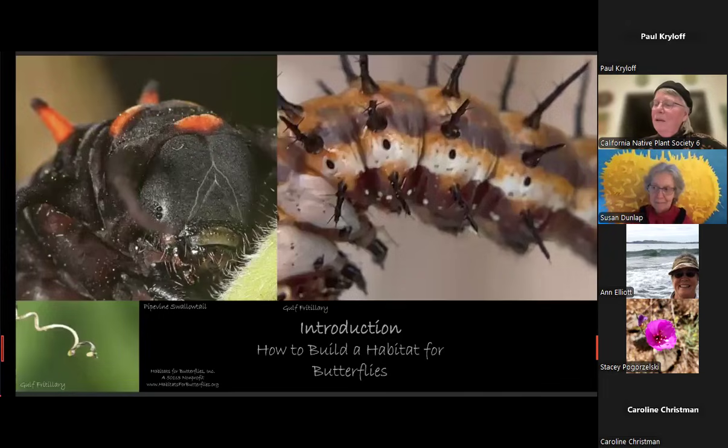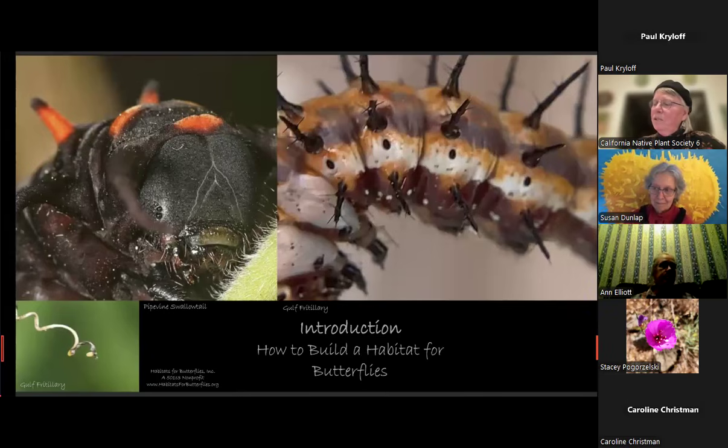Dunlap, who has a nonprofit called Habitats for Butterflies, which provides scientifically informed resources for the development and maintenance of breeding habitats for all U.S. butterflies, including monarchs. Her research analyzes thousands of butterfly photographs to ID the preferred nectar plants of 750 U.S. butterfly species.